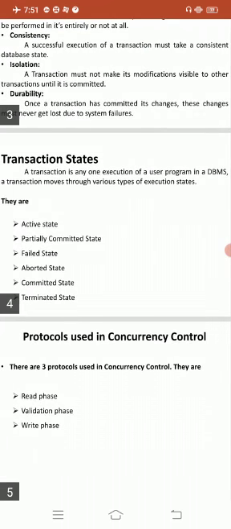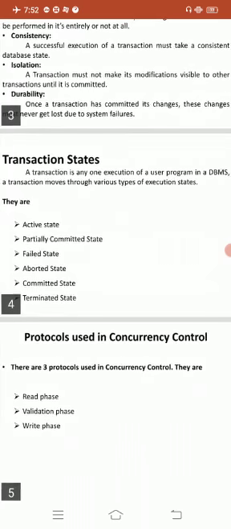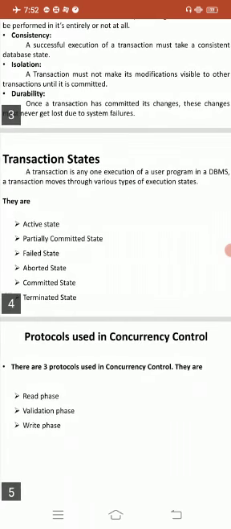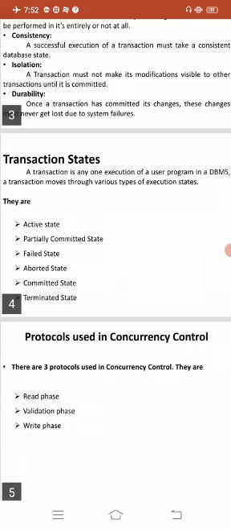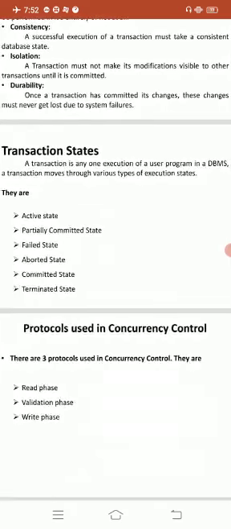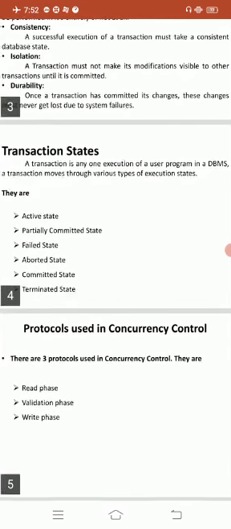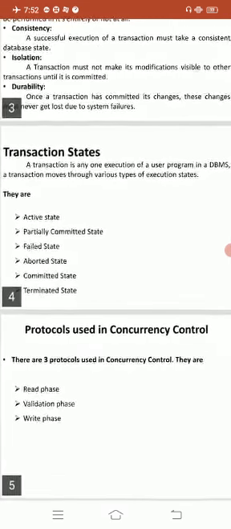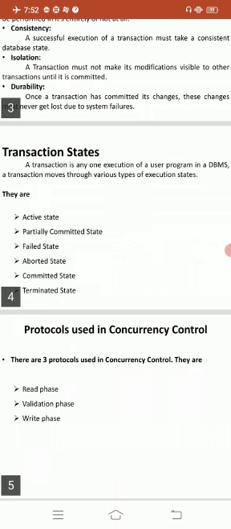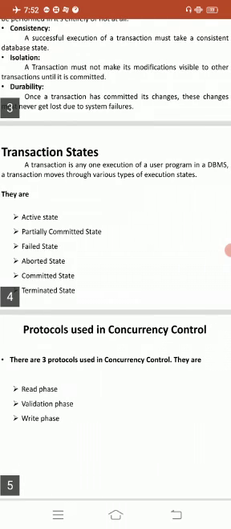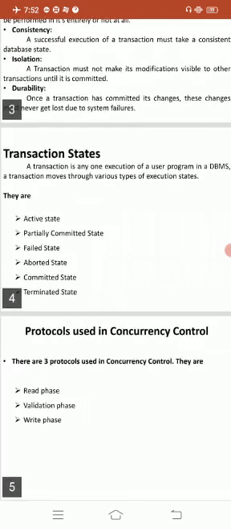First, we learn what is meant by transaction state. A transaction is any one execution of a user program in a DBMS. A transaction moves through various types of execution states. Because a failure can occur, transactions are broken up into several states.